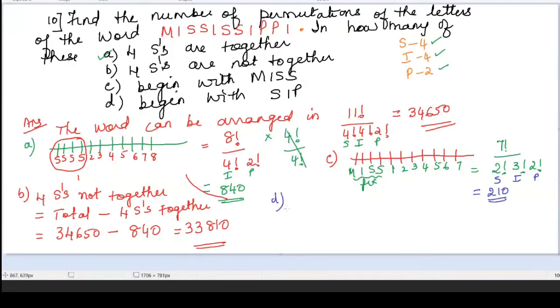Begin with SIP. Oh, yes. So now once again, 1, 2, 3, 4, 5, 6, 7, 8, 9, 10, 11. So begin with SIP. So here it is SIP. So this is also fixed. Okay, so now check how many are remaining. 1, 2, 3, 4.